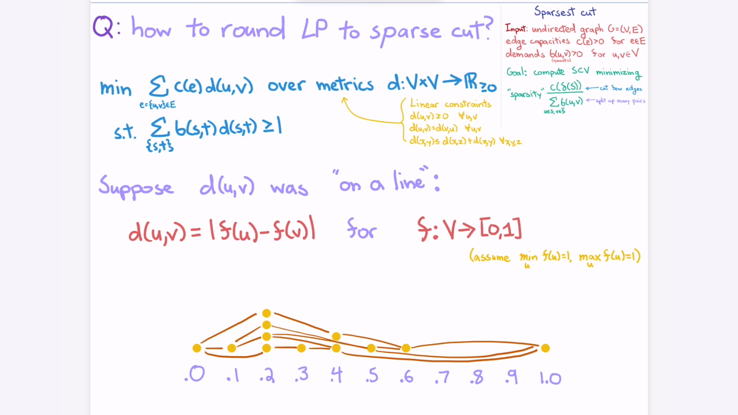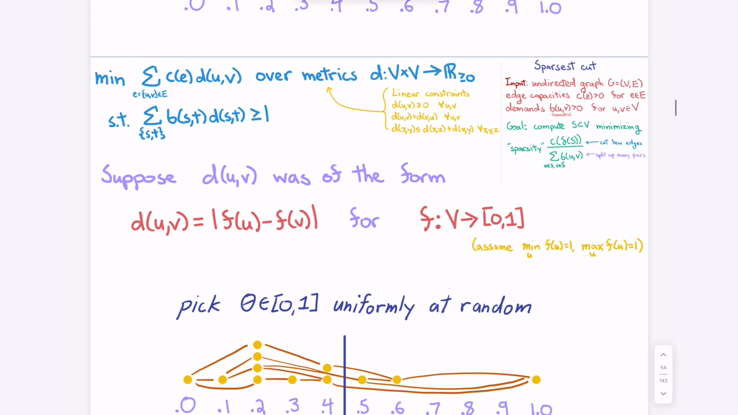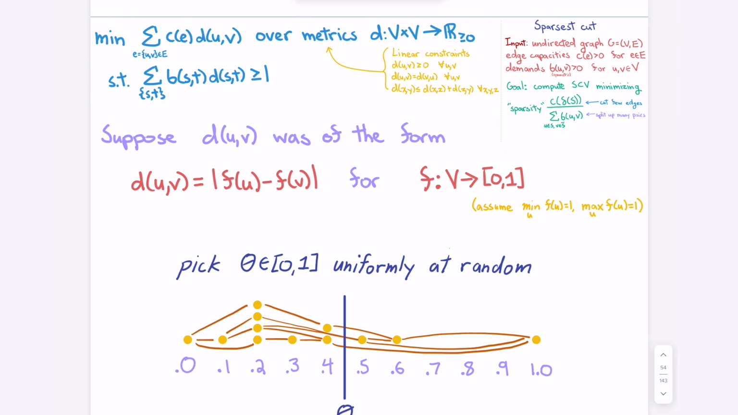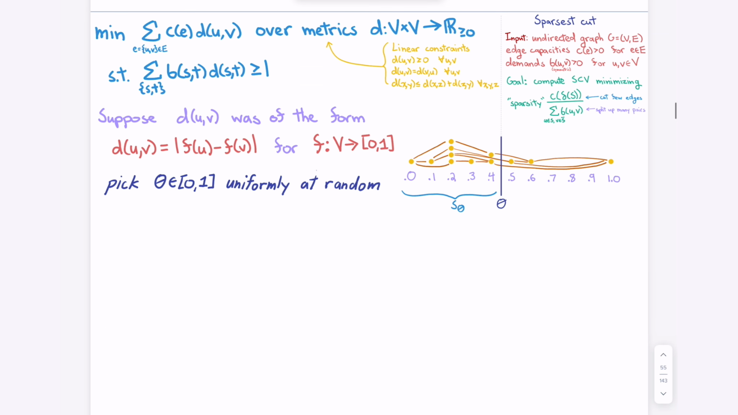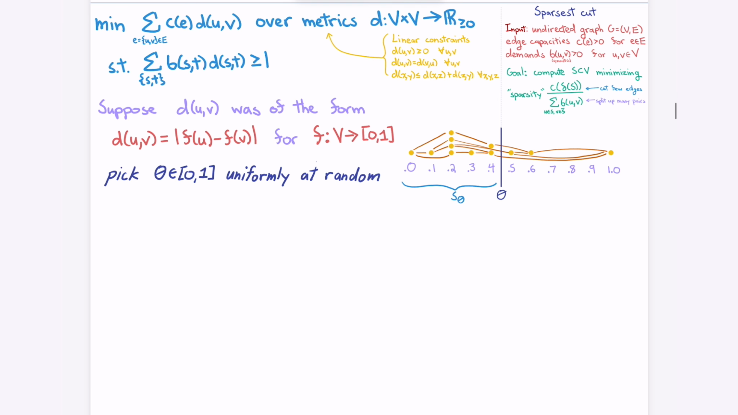And then what could we do? Or what's the pattern matching thing to do? Yeah, so maybe we can pick a cut uniformly at random. Now what happens when you do that? Okay, let's analyze it.